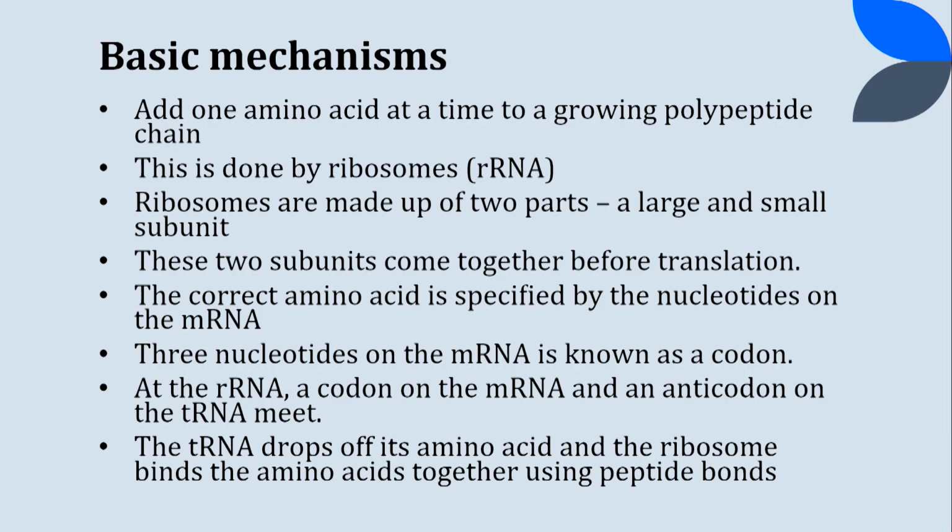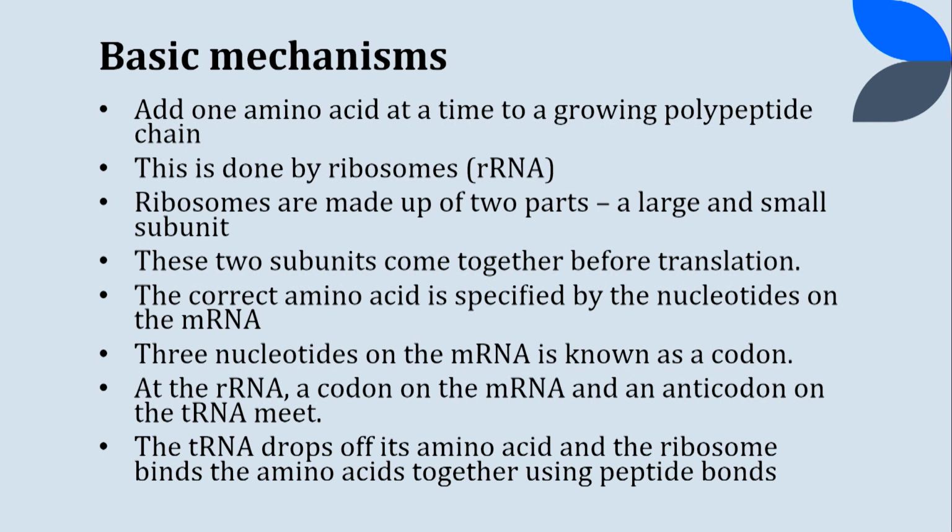Okay, so what's going on here is that we're adding 1 amino acid at a time to the growing polypeptide chain. This is done by the ribosomes, which, remember, the ribosomes are made up of rRNA. Okay, the ribosomes are made up of 2 parts, a large and a small subunit. They have to come together to make the ribosome really function. These 2 subunits come together before the translation process starts.